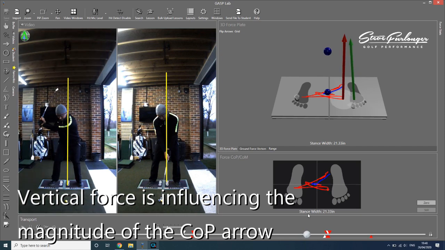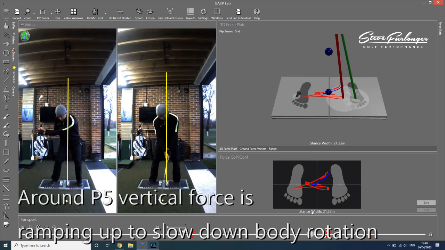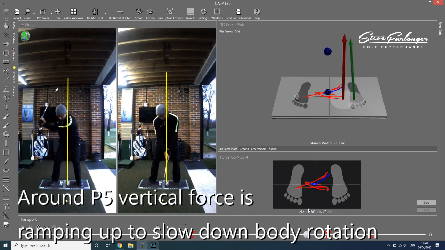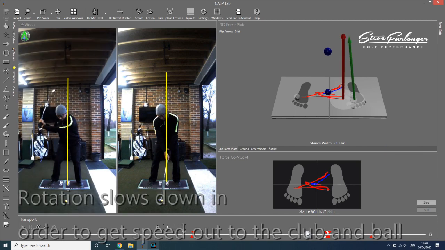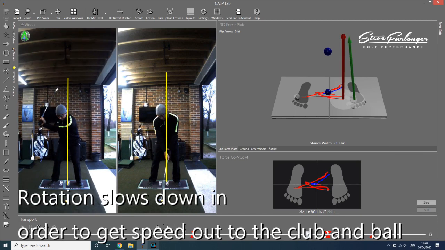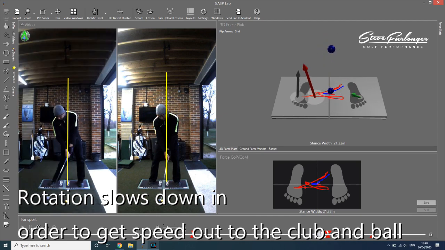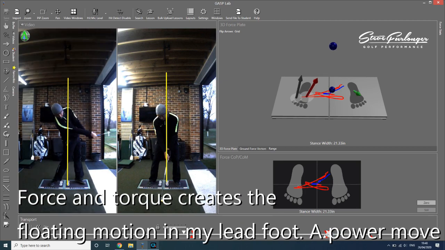So as we come down into the downswing, we can see that the magnitude of the arrow there really grow and rise as the force gets stronger there in the vertical force. We can see how much of that is contributed by the lead side here, the length of the green arrow, ramping up the vertical force so that my body actually starts to slow down its rotation as I make effort to get my speed into my arms and the club. See the motion of my lead foot?